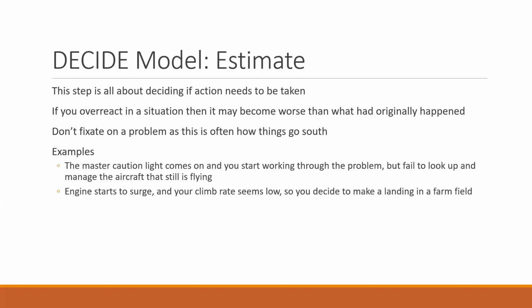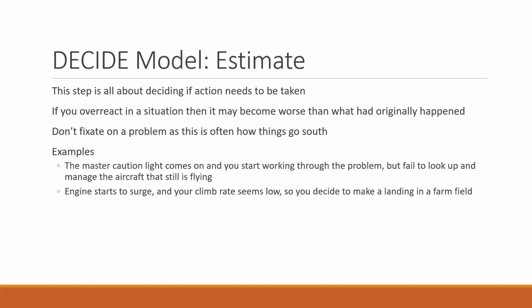So you have to figure out what could happen, what would need to be done, and make sure that you don't overreact to a situation and make it worse. And also making sure that you don't fixate on a problem, because if you fixate, other things can happen in the aircraft and you can lose sight of that. So some examples might be the master caution light comes on, and you start to work on that, but then you fail to look up and manage the aircraft. You could fly it into the ground very easily by being distracted by this master caution light. That could be nothing, and you crash the airplane.